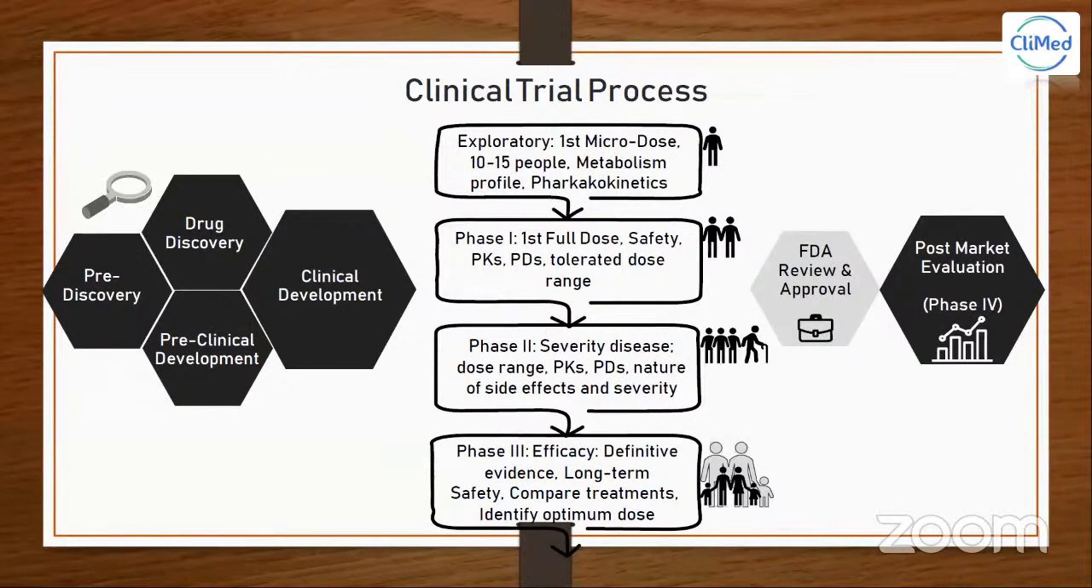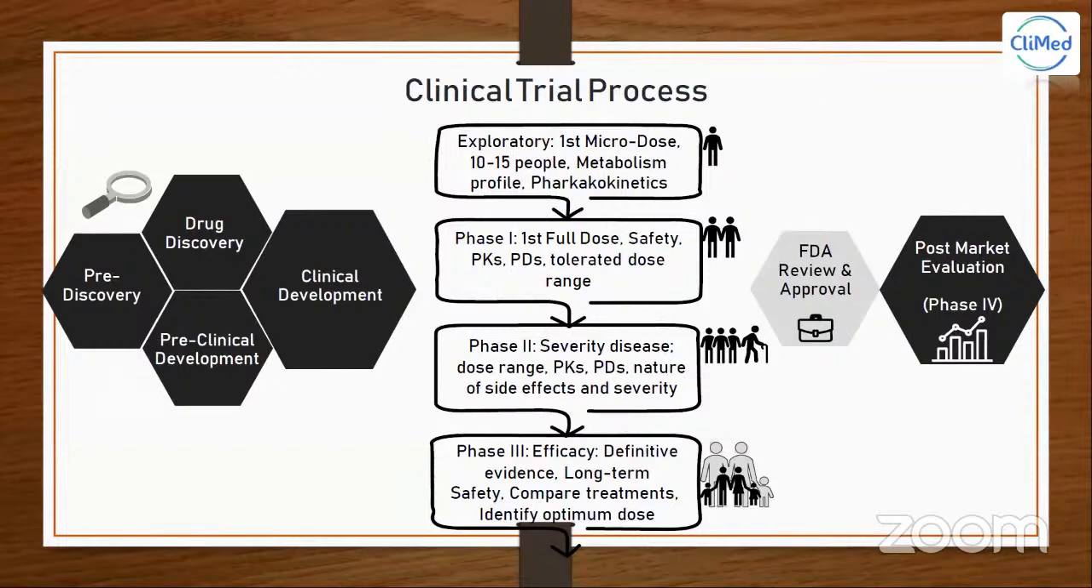In clinical development, the drug will go through phases: phase 0, which is called the exploratory phase, then phase 1, phase 2, and phase 3. Phase 0 is not always for all trials, but you should know what it is. An exploratory trial is where a first microdose is given to a very small population just to study the metabolism profile and pharmacokinetics. Then phase 1 is where the full dose is given for the first time, and safety, PK, pharmacodynamics and the dose tolerance range are decided.